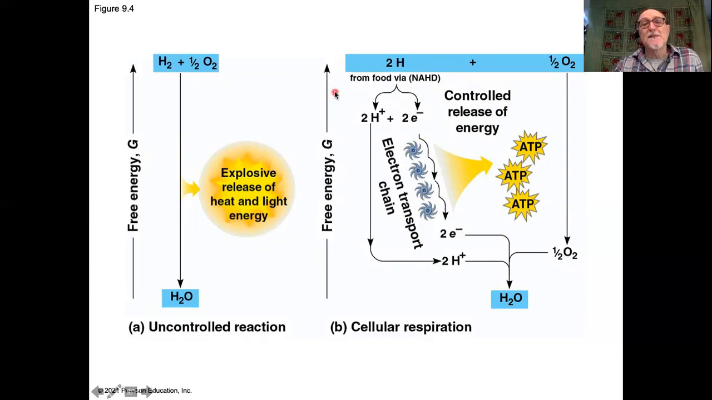When we look at how it's done in the cell, we see exactly the same free energy change. We can harvest all of this energy, and that is done by passing it through a series of redox reactions. What we're going to see is that we're going to shuttle our electrons in the form of NADH and another electron carrier that we'll encounter in a minute. We're going to shuttle our electrons to a system of controlled redox reactions.